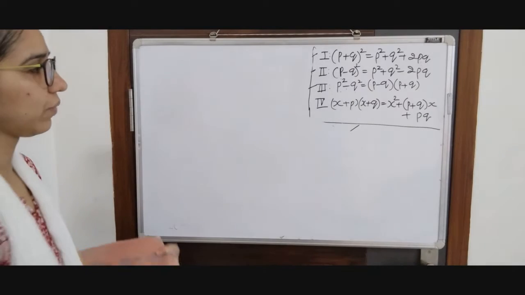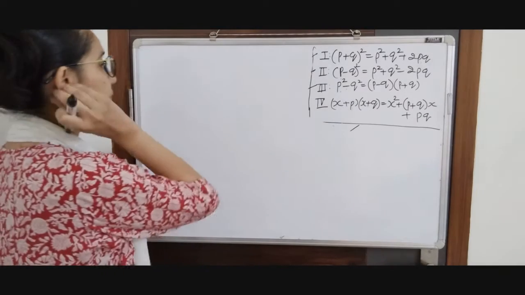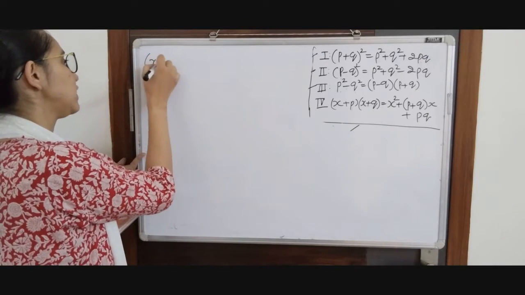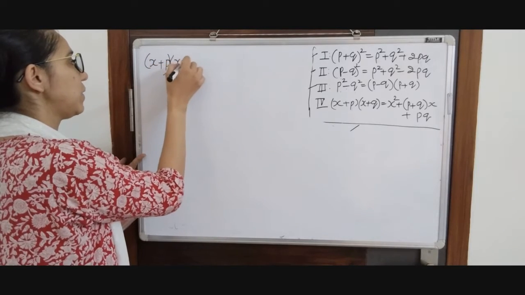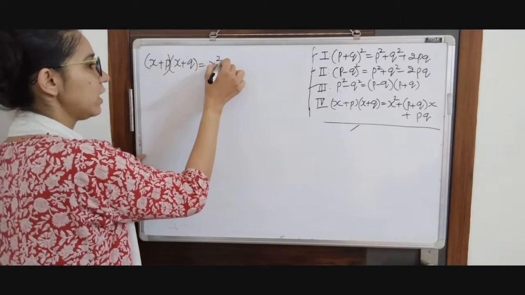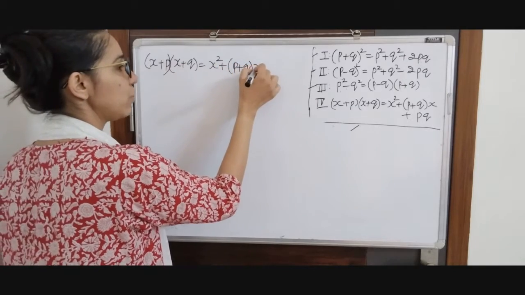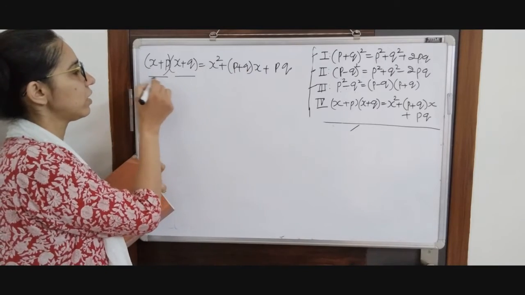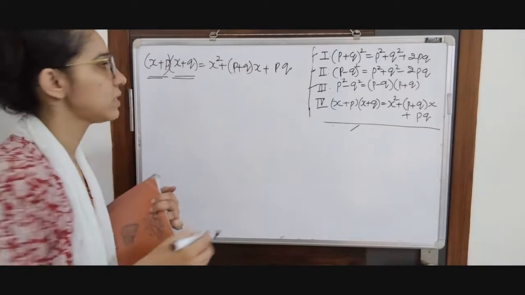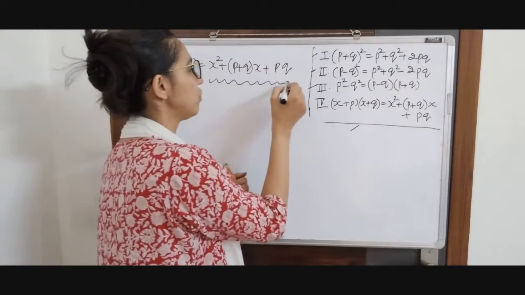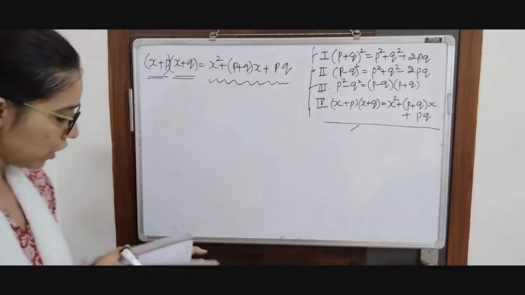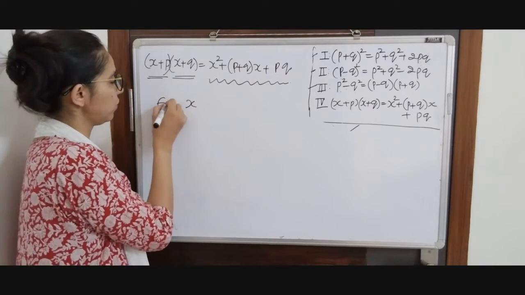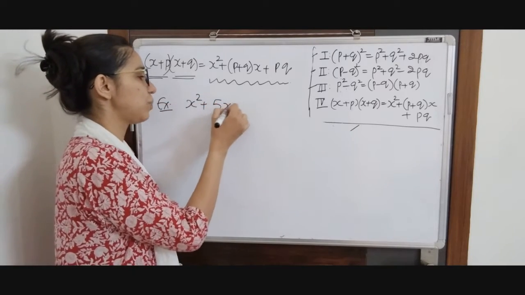We are going to take one example. So this your identity is (x plus p)(x plus q) is equal to x square plus (p plus q)x plus pq. Because we want to factorize, we want these factors, and your expression will be given in the form of this. So I will take one example from the exercise. Suppose this example is x square plus 5x plus 6.